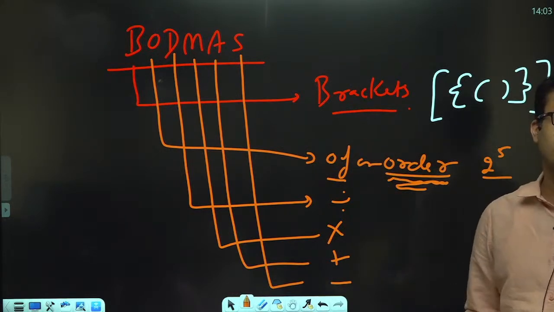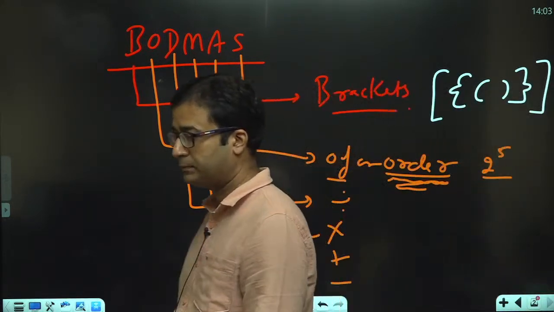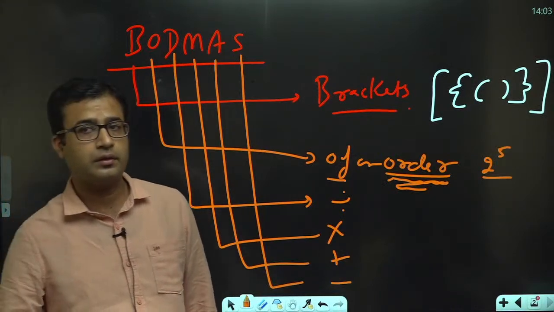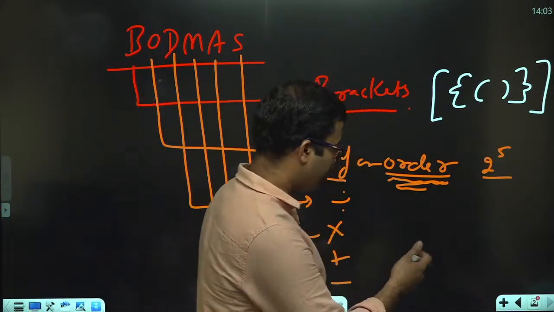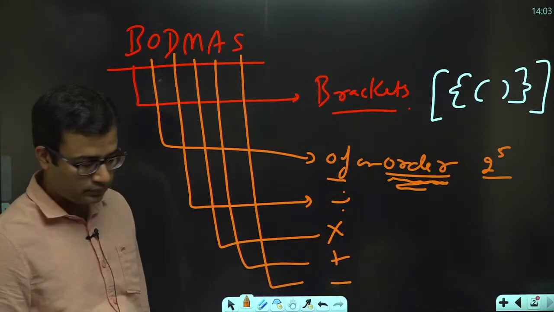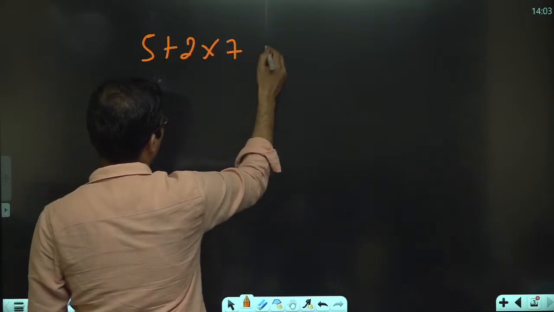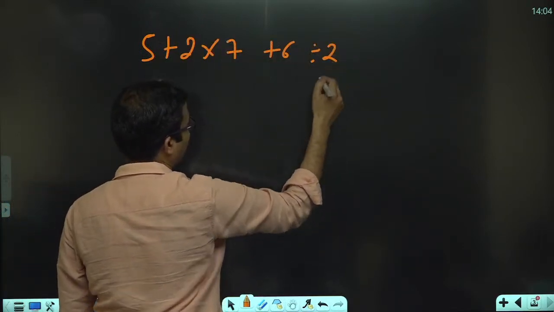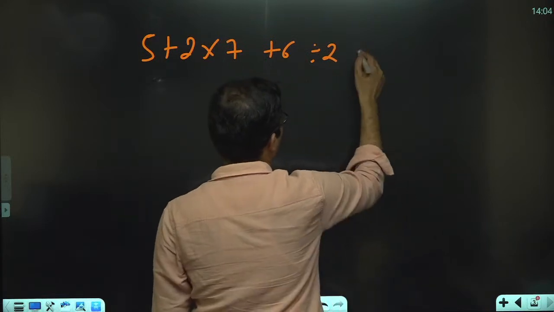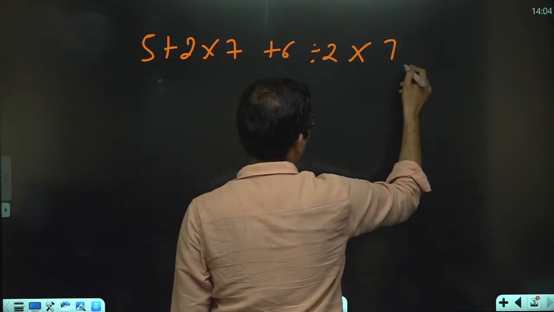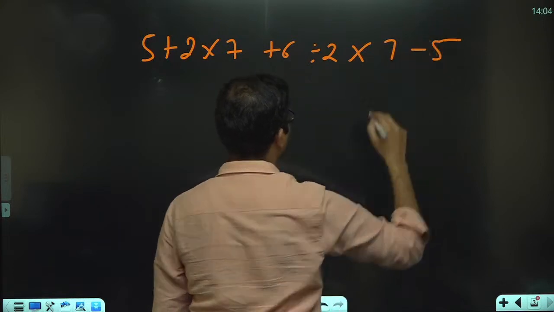Now what is the use of this? Like there will be a calculation. I take an example, written. Like for example, it is 5 plus 2 into 7 plus 6 divided by 2 multiplied with 7 minus 5.